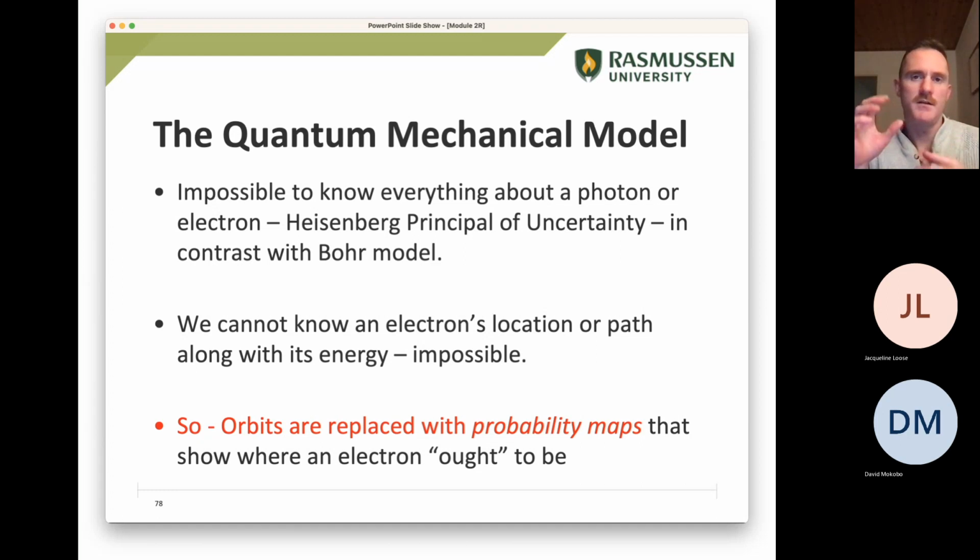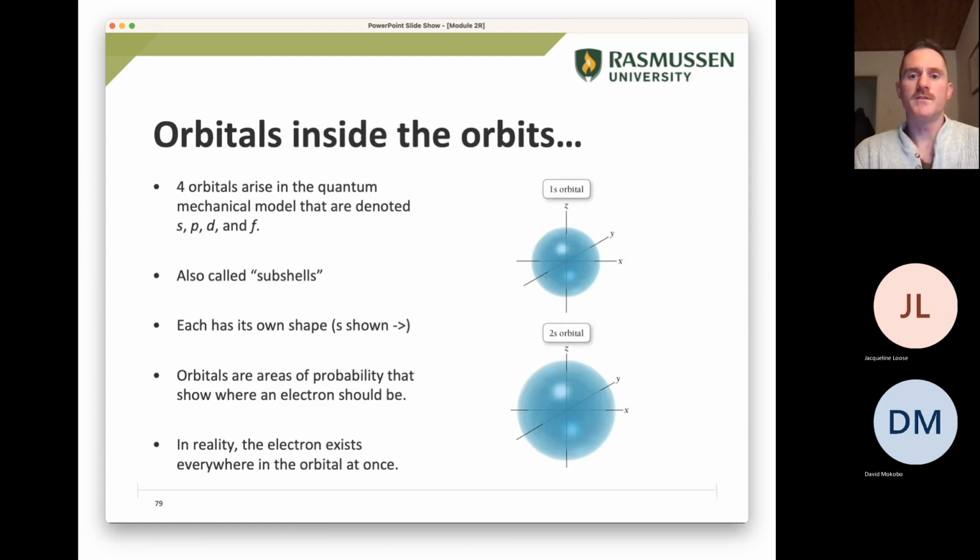So instead of a fixed orbit, you've got a probability space, like the electron might be there. That's the big difference. Instead of those orbits, you now have these clouds, right? And this cloud is basically saying the electron's existence is smeared all over this whole area. So an electron can be in this area.